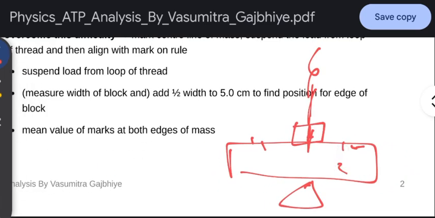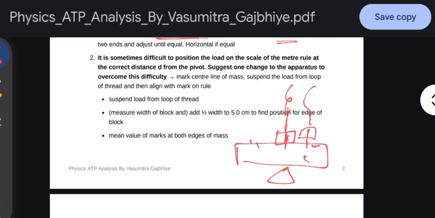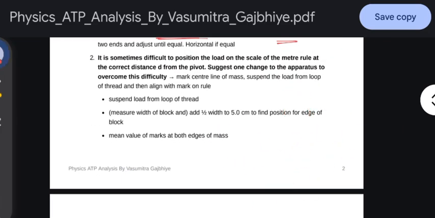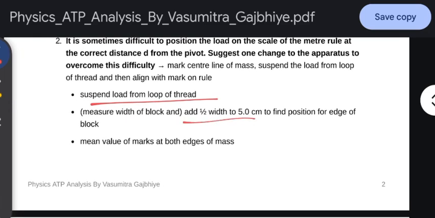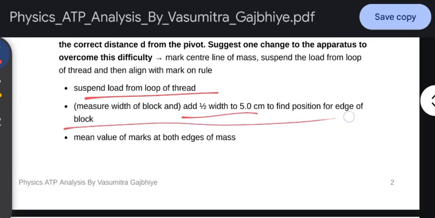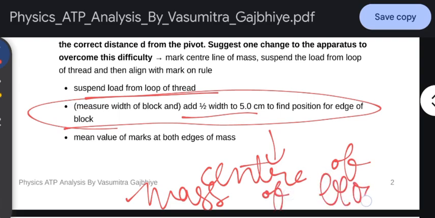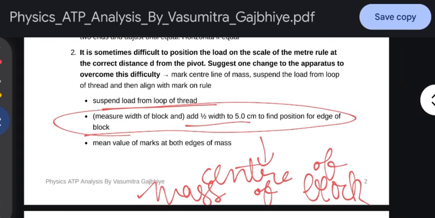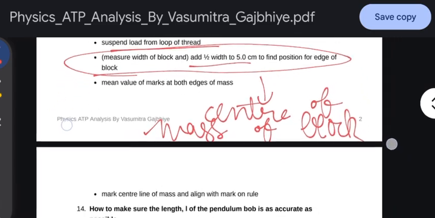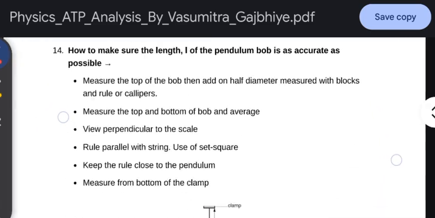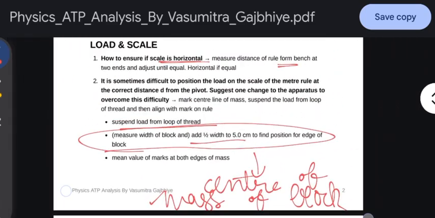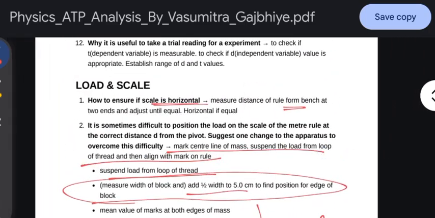For example, you have to keep it at 2. You take the load, you know its center of mass, suspend it from a thread and keep it at that point, so it's more accurate and easier to take. So that's what they have said here: suspend the load from a loop of thread and add 1.5 to 5 to find the position of the edge of the block. Basically, this is a technique to find the center of mass of the block. Next, take the mean value of marks at both edges of the mass, then mark the center line and align with the mark on the rule. All you can do for this question is memorize this trick and understand it.